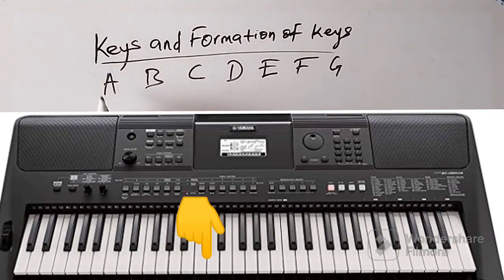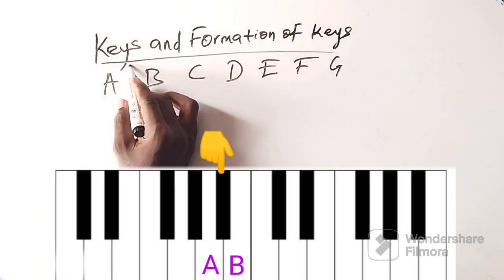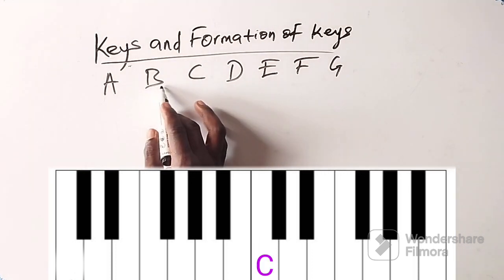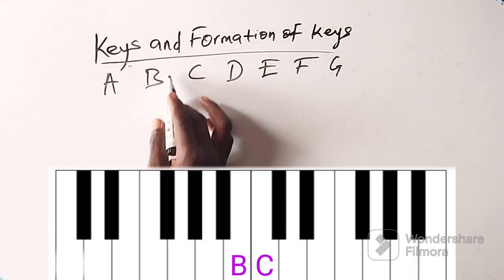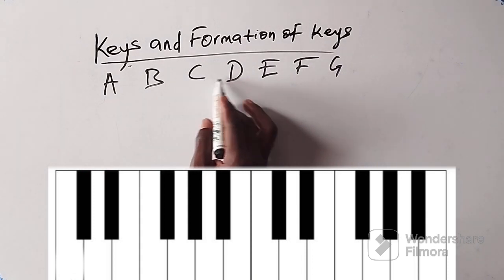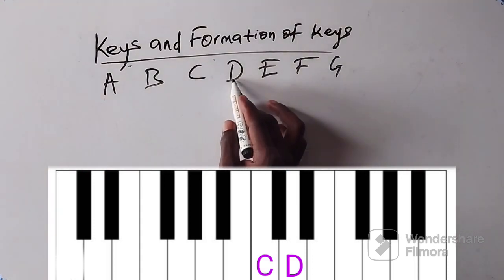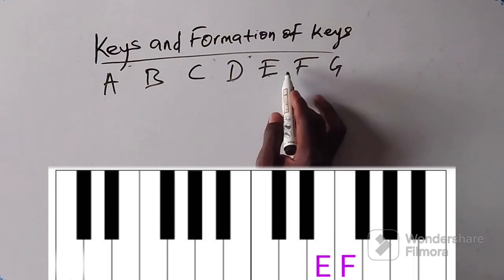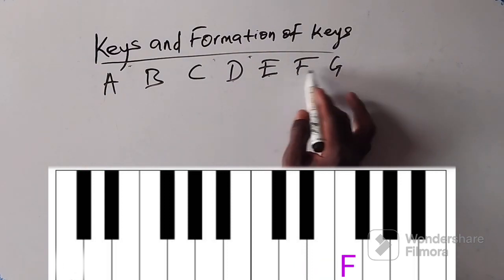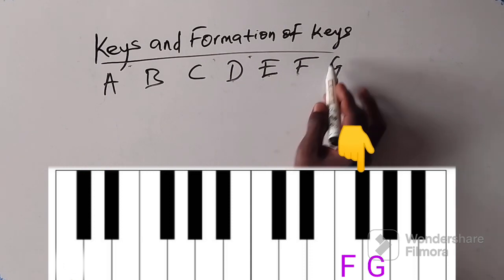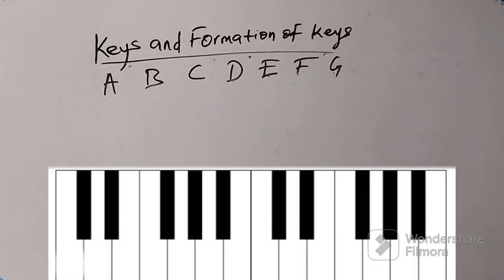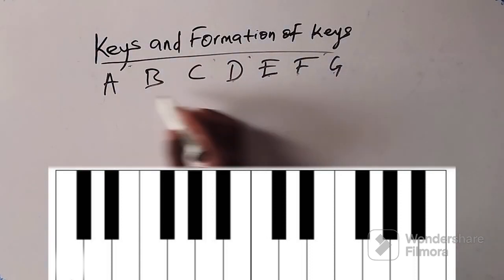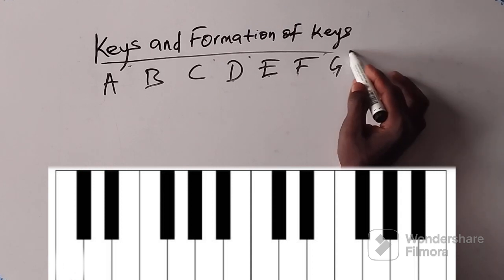But in between A and B there is also a key here, but in between B and C there is nothing. In between C and D there is something here. In between D and E there is something here. In between E and F there is nothing. In between F and G there is something, and it continues. And in between G and A, another A, there is something.